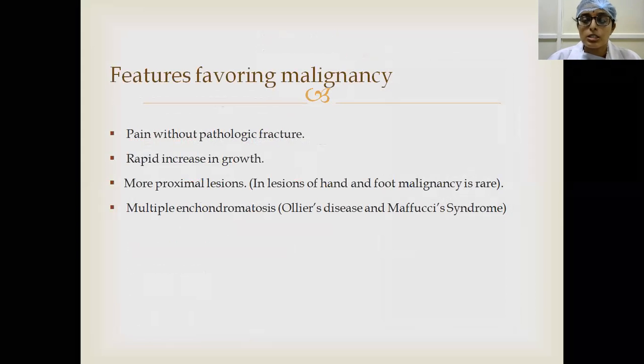So what are the features which are favoring malignancy? First thing is pain without pathological fracture, then rapid increase in size, and more proximal lesions. The lesions are usually found in hand and foot, and they are not usually malignant, but sometimes if it is found in long bones or more proximal, then there are chances of malignancy. And enchondroma also occurs as syndromes like Ollier's disease and Maffucci's syndrome, where there is a chance of malignant transformation.